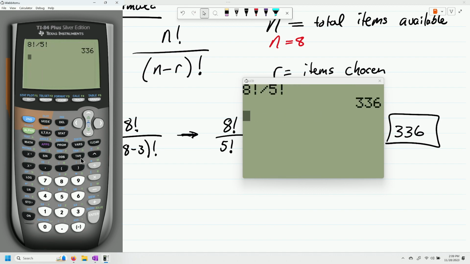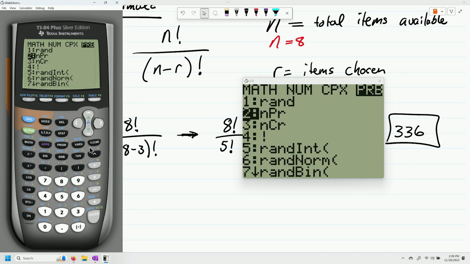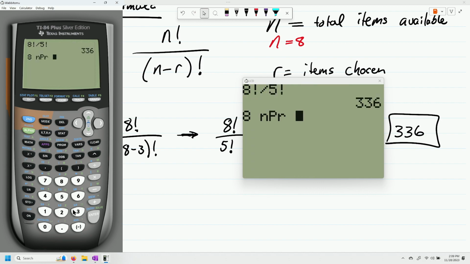Oops. I'm going to hit 8. Go over to the nPr. And then hit 5. Because notice on the left-hand side is the letter n, so that's the 8. On the right-hand side is the letter r, so that's going to be 5. And all I got to do is hit enter, and I get the wrong answer. So I must have typed something in incorrectly. So let me find my mistake.